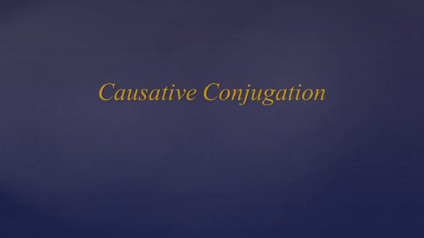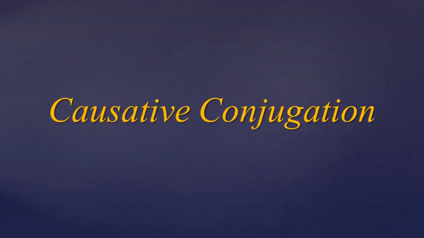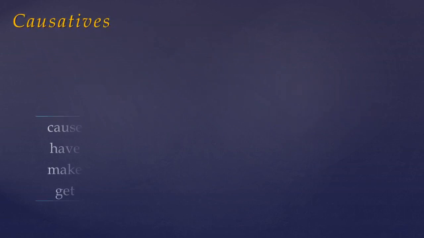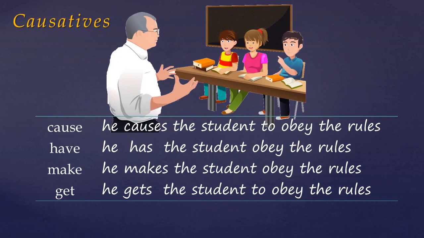Okay, so now we're going to move on and look at the conjugation of causative verbs, both their formation and their use. A causative verb, as the name implies, is one where someone or something is caused, ordered or instructed to act. And they roughly align with English verbs have done, make done and get done in a causal sense. He gets the student to obey the rules.